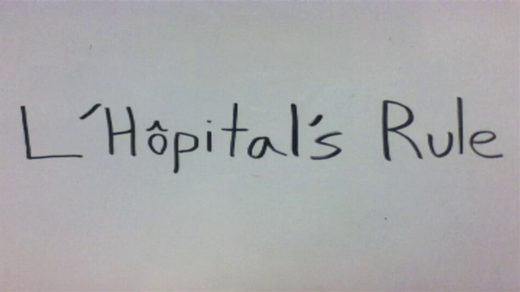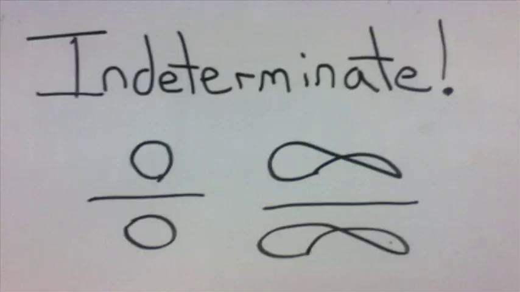Now, when I say indeterminate, I mean finding limits that, when initially solved, turn out to be 0 over 0 or infinity over infinity, as in it's just not solvable. There's no one definite answer. Of course, you can't just say that the limit is undefined. So a way to find a limit is to use this simple rule as follows.